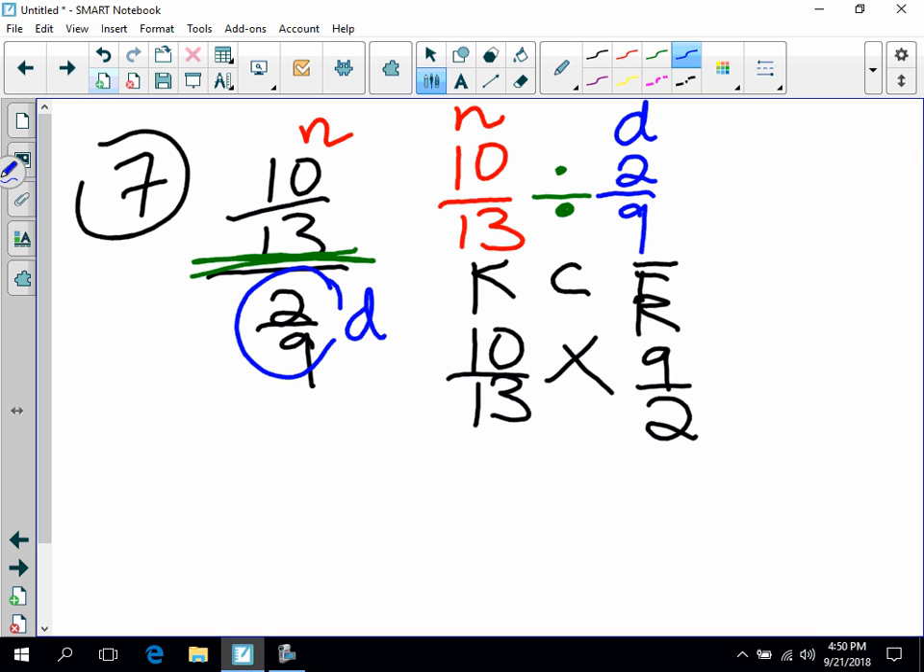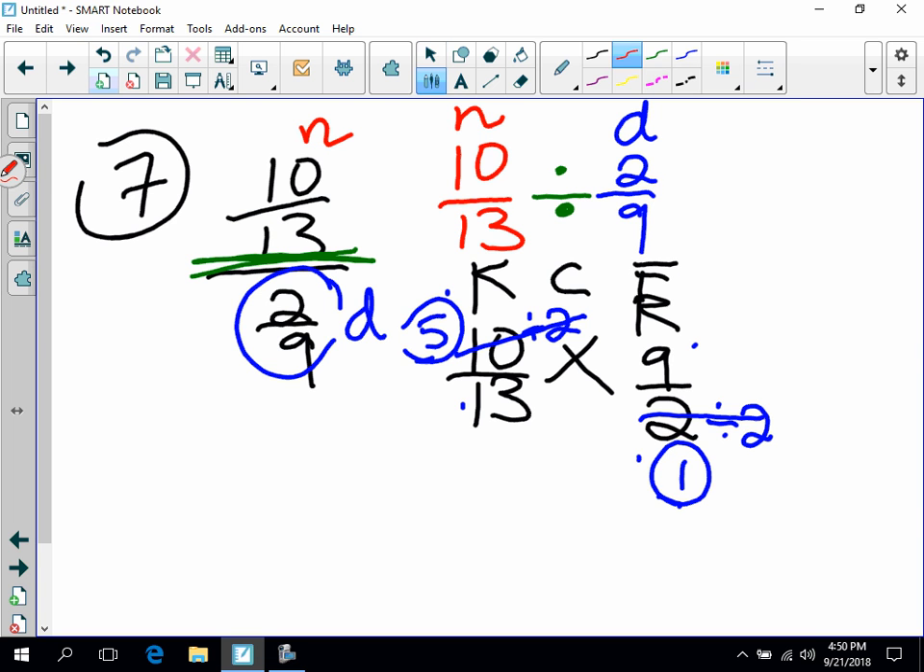I'm going to look diagonally, and 13 and 9 cannot be reduced. 13 is a prime number. If I look at 10 and 2, though, they can both be divided by 2. Once I know the answer, I'm going to cross out what I had written. So 10 divided by 2, the new result is 5. 2 divided by 2, the result of that is 1. And 1 and 5 cannot be further reduced. So I'm ready to multiply across.